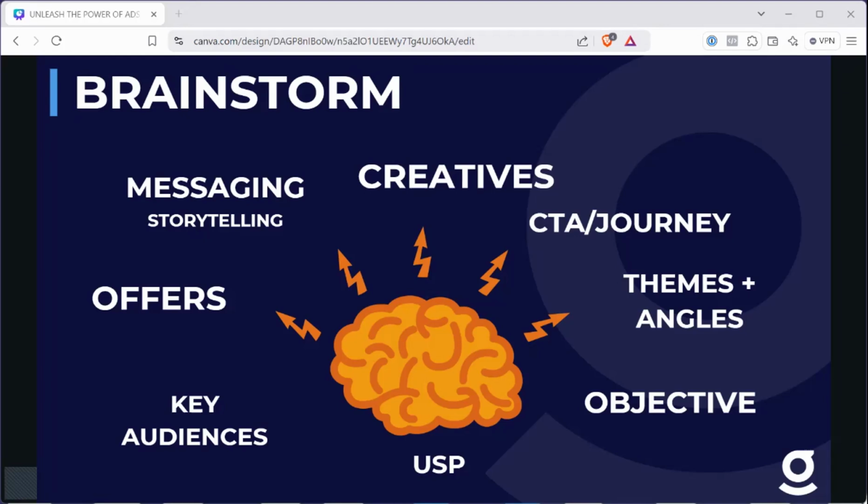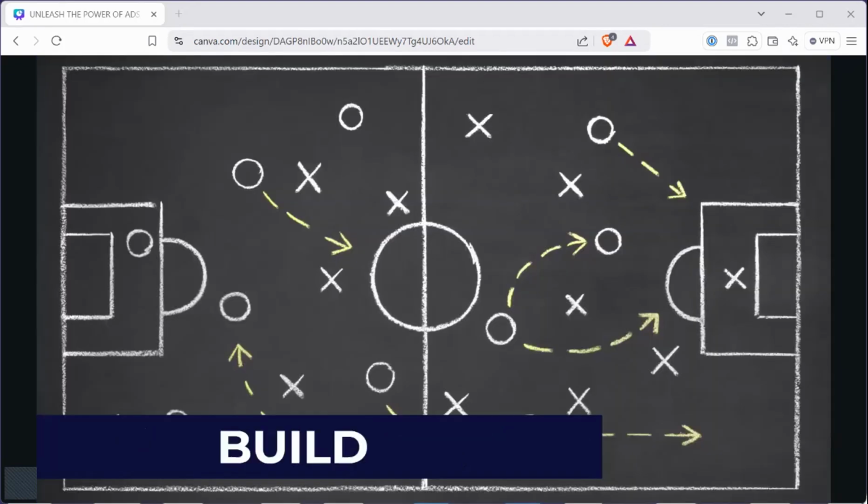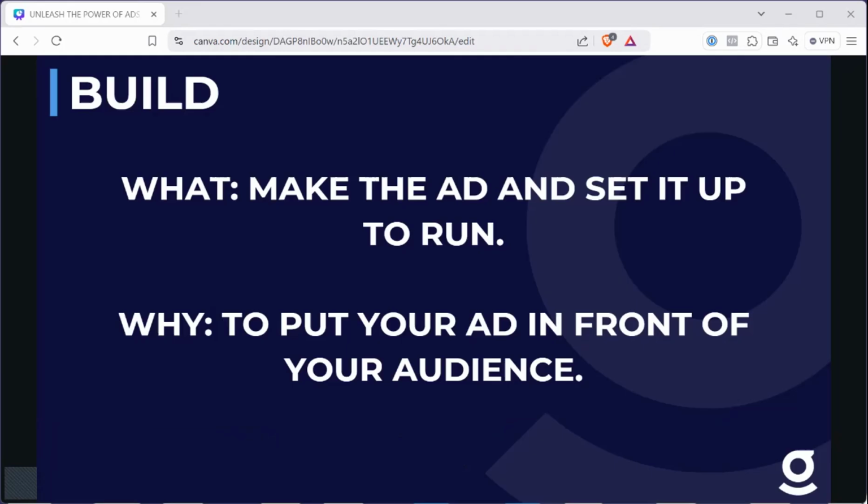So we've got actually some method behind the madness, and there's some strategy there. And we're not just blindly putting a creative out there or an ad for $50 a day and hoping for the best and then being disappointed that it doesn't work. It has to align to our objective and our goals. So we've done the research, we've done the brainstorming, we've done all that sort of hard work. Now I give you guys permission to actually go out and build your campaign.